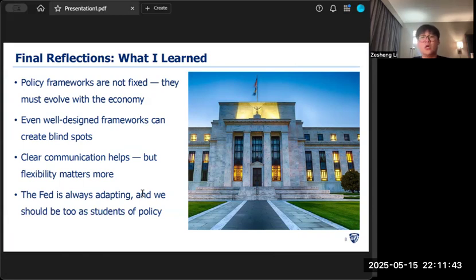As students, we should learn to look at policy not just in terms of what is written, but how it plays out in markets, in employment, and also in public trust.